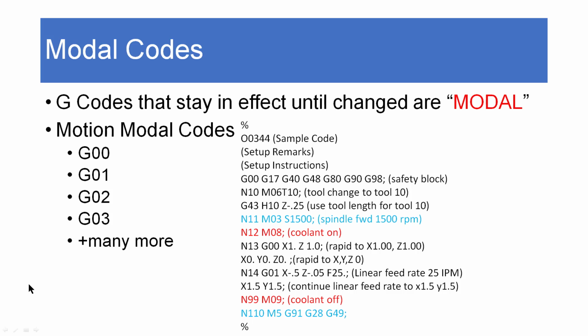Modal codes are codes that stay in effect until they're turned off or superseded by another code from the group. So a lot of G codes are modal. For example, motion control, G00. If I tell the machine to move rapid, I don't need to tell it to stay rapid every time I tell it to move. Look down here at line N13. If I tell it move rapid to X1, Z1, and then I tell it to go X0, Y0, Z0, it does that moving rapid because I never told it to do anything else.